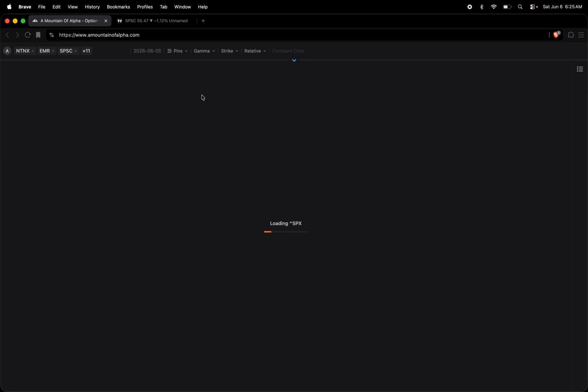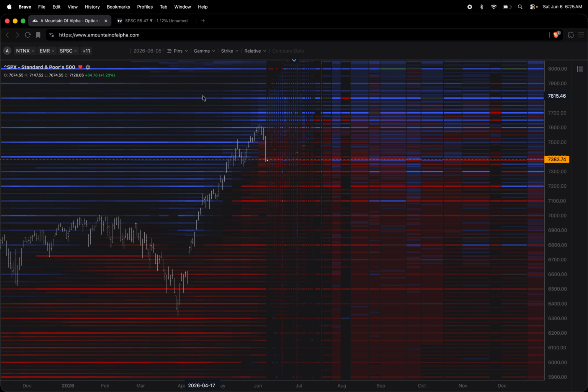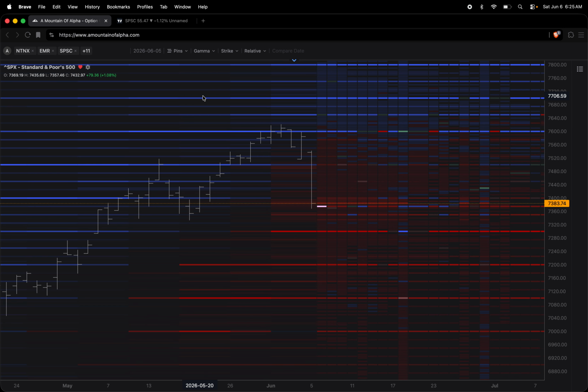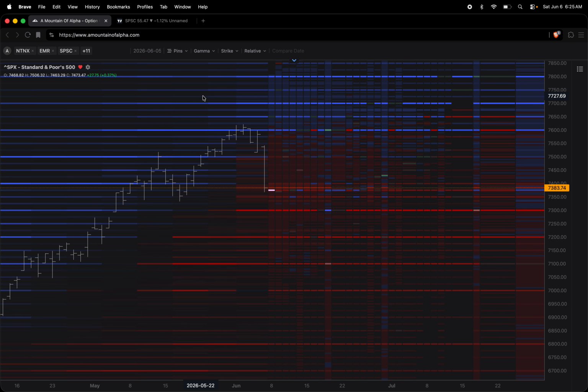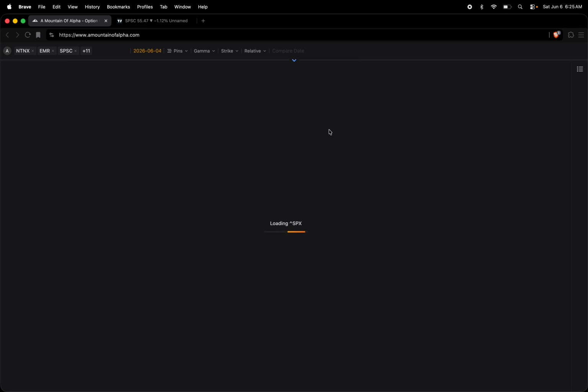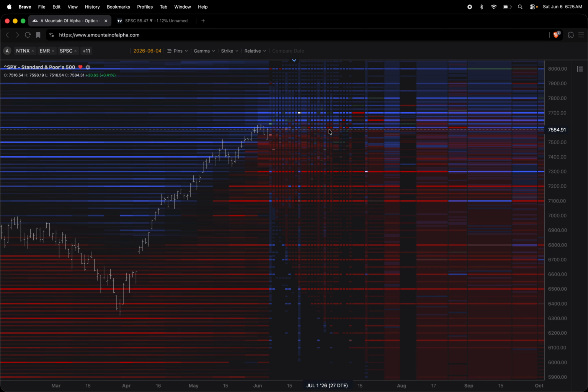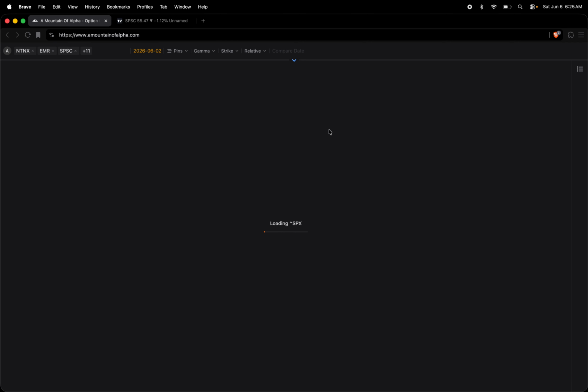And then what I like to do is look at the gamma of the S&P 500 and see where the gamma levels sit. It's not entirely obvious. There's this 7095, 7600. It's not entirely obvious right now. We just got a lot of volatility. Let me go back a few days.